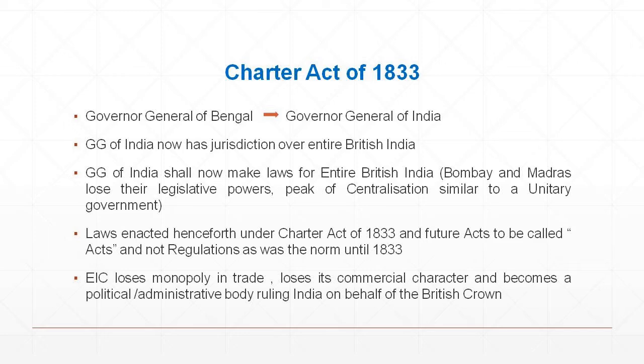Charter Act of 1833 was the final step towards centralization in British India. The features of this act were as follows. Now the Governor General of Bengal is being called the Governor General of India. There's a change in name, and vested in him all the civil and military powers. Thus, the Act created for the first time the Government of India. So, the Government of India comes into being in 1833.